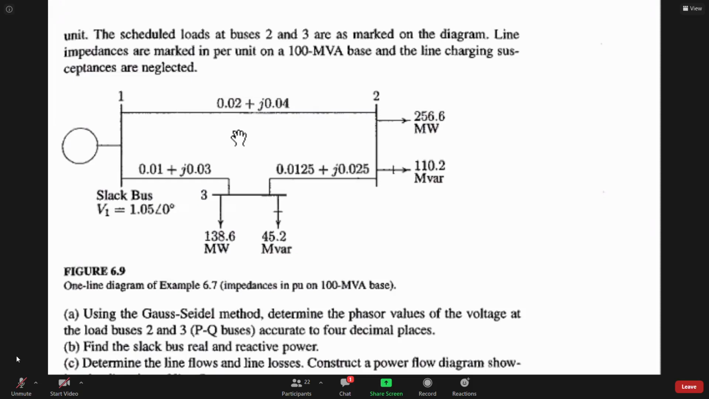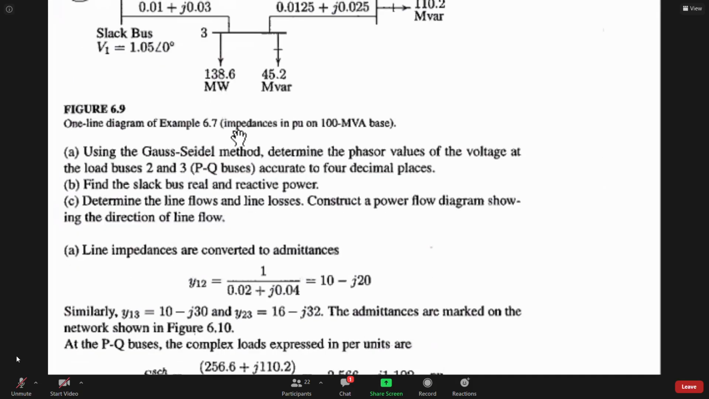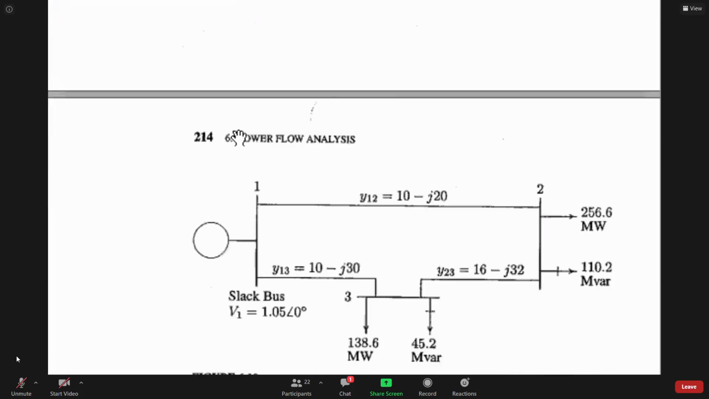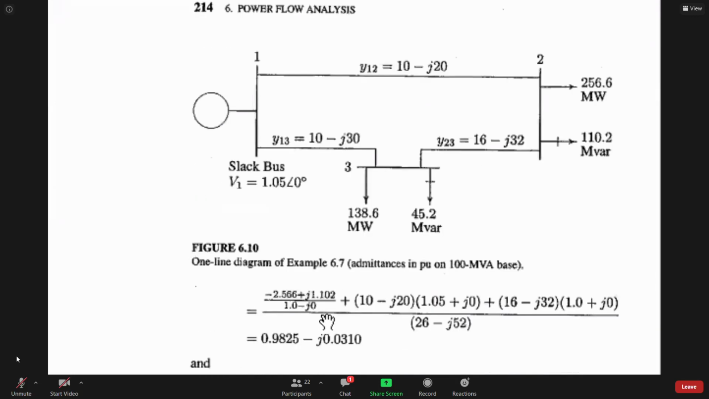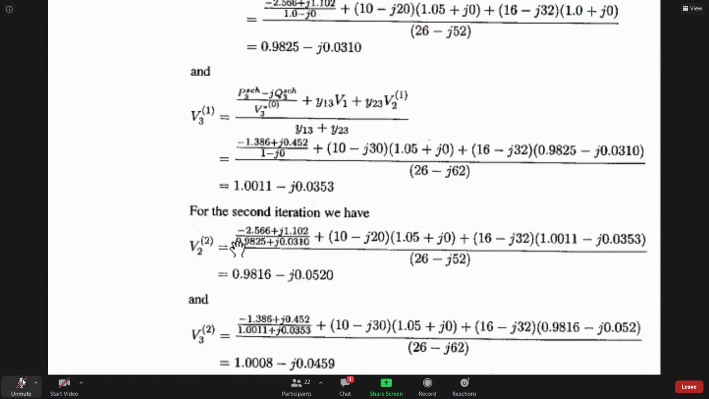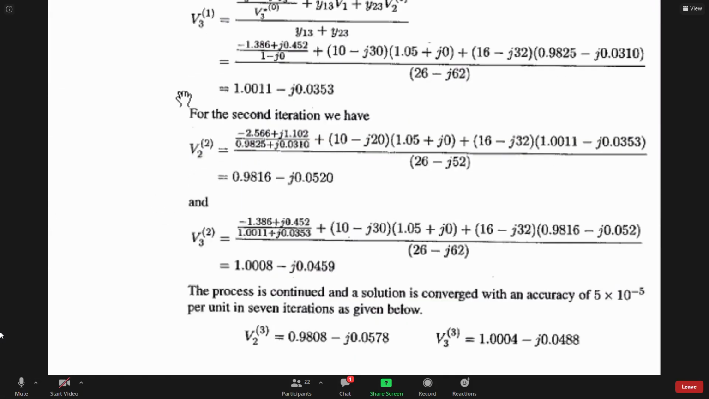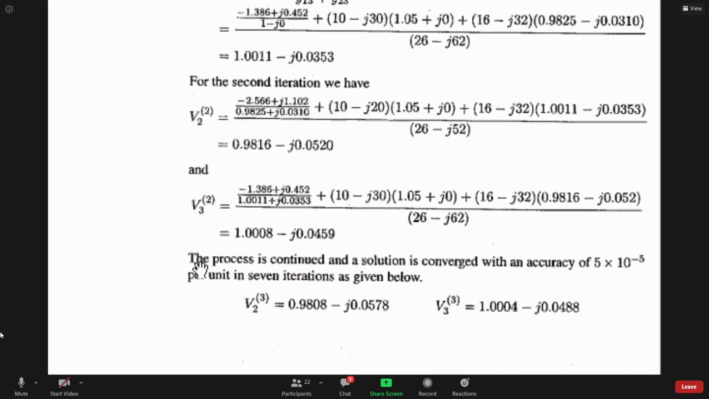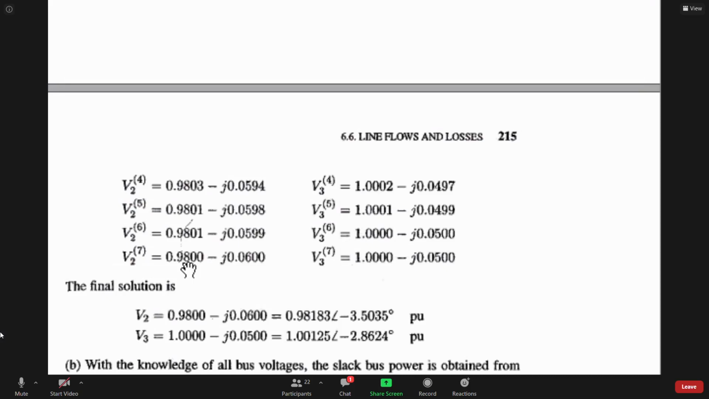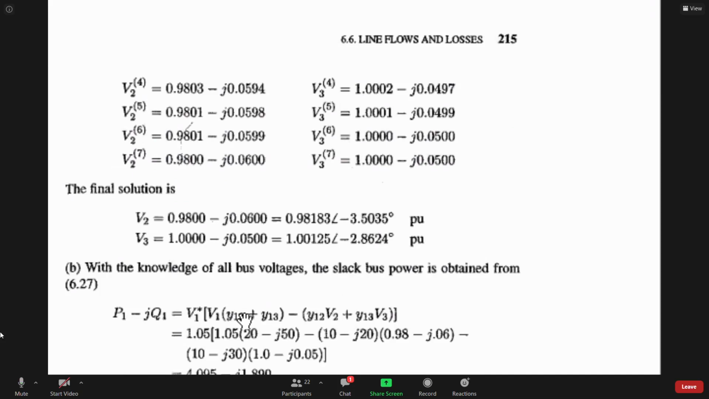After calculation, you can generate the admittance, and this will be the admittance diagram. From there you can get the voltage response, which was already mentioned before, how to calculate that voltage. The two voltages you have to determine, because two load buses are there, V2 as well as V3, and after several iterations you will reach the result.